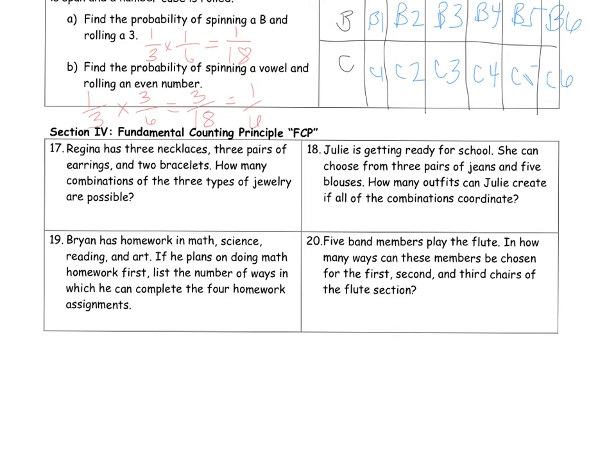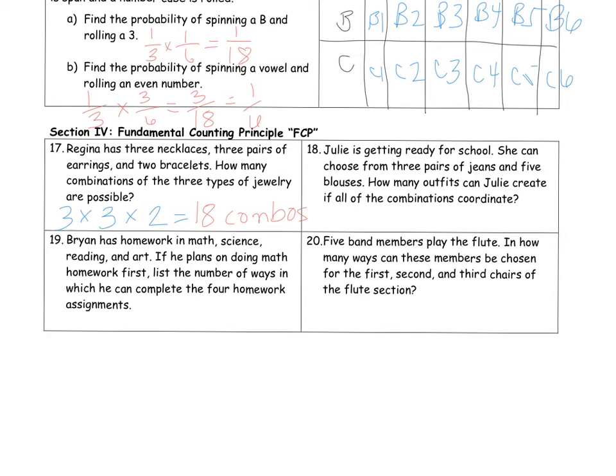Section 4 is talking about the fundamental counting principle. So that is pretty much what I did for A and B. Regina has 3 necklaces, 3 pairs of earrings, and 2 bracelets. How many combinations of the 3 types of jewelry are possible? The answer is 18 combos.